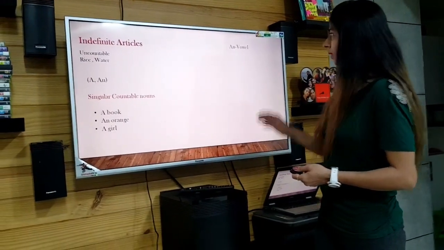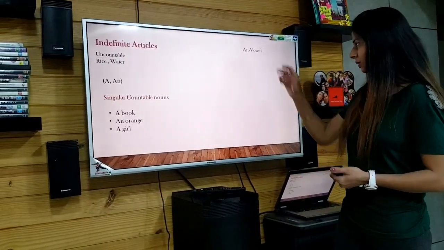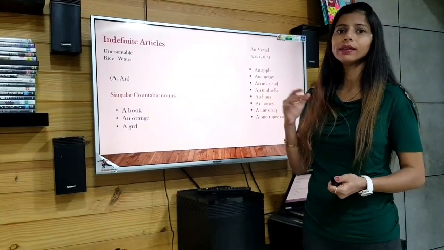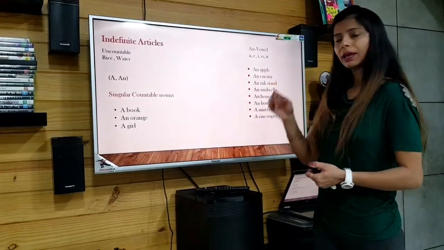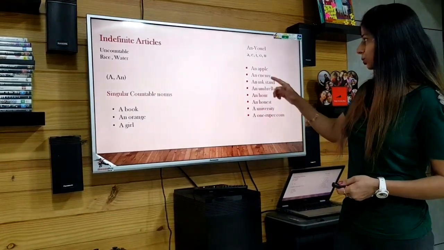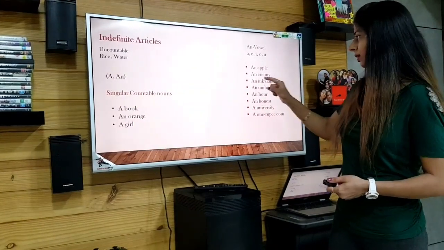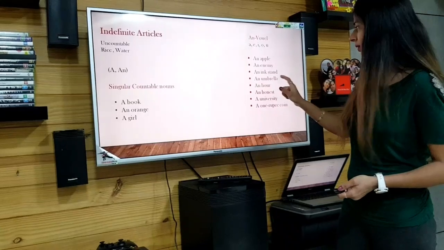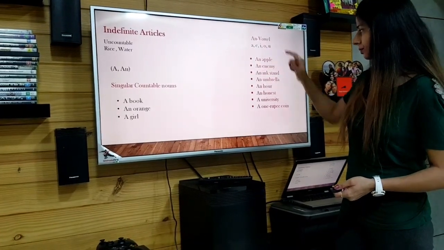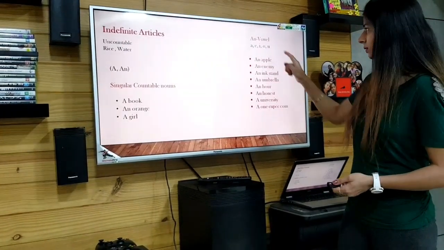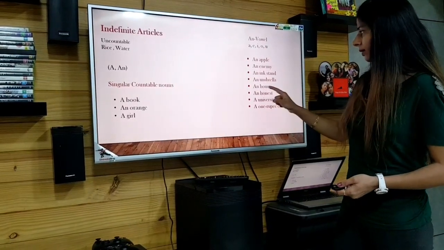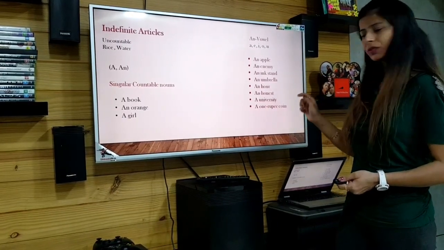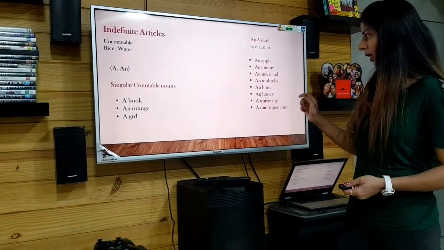So now let's see where we use an with vowels, as I have already told you. And what are the vowel sounds? A, E, I, O, U. Here I am with some more examples too. An apple, an enemy, an inkstand, an umbrella, then an hour, an honest, a university, a 1 rupee coin.